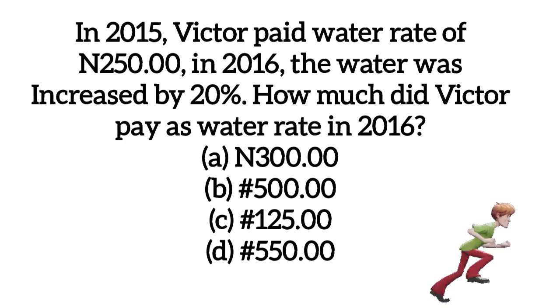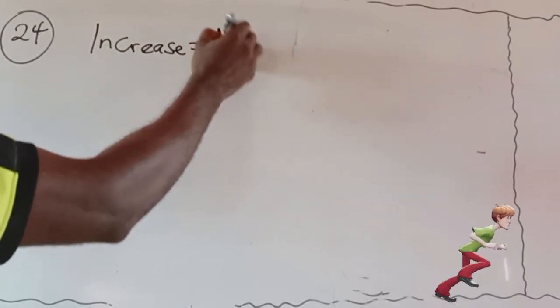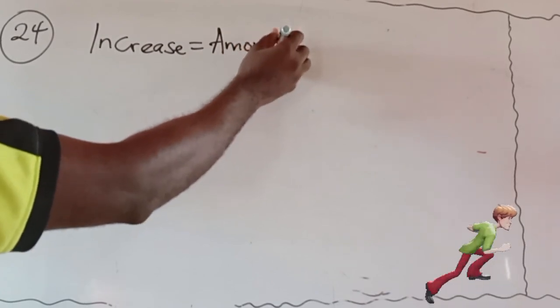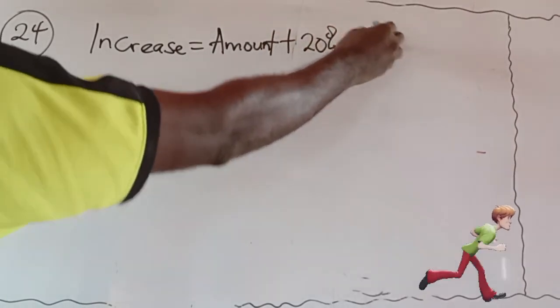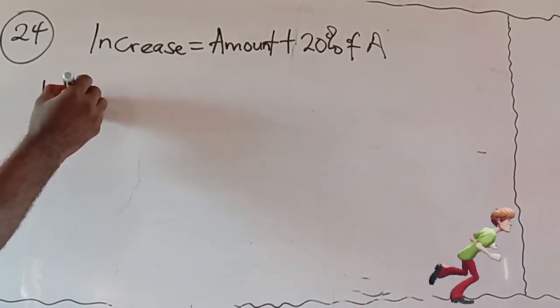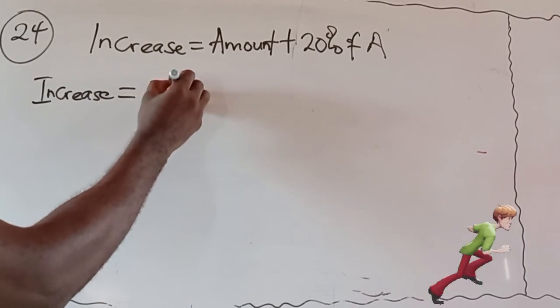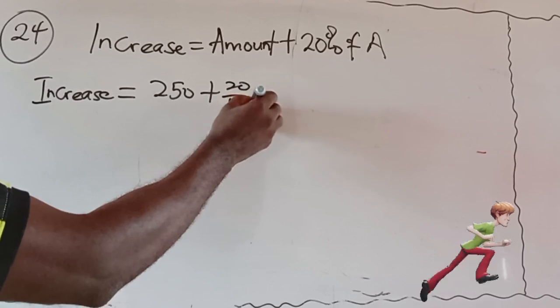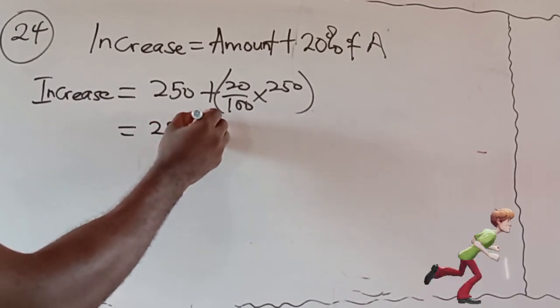Let's go. In 2015, Victor paid water rate of 250 naira. In 2016, the water rate was increased by 20%. How much did Victor pay as water rate in 2016? Increase, you can see, equals amount. Okay, if you understand better the way we do increase, we add 20% of the amount. So when you talk of increase it will be equal to 250, the real amount, plus 20 over 100 multiplied by 250.